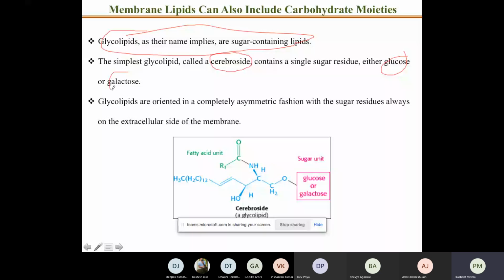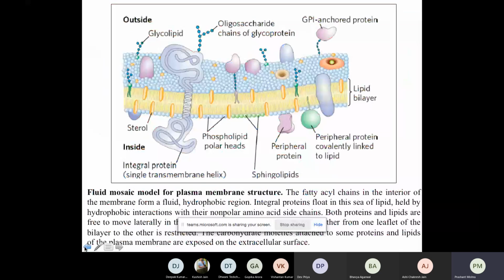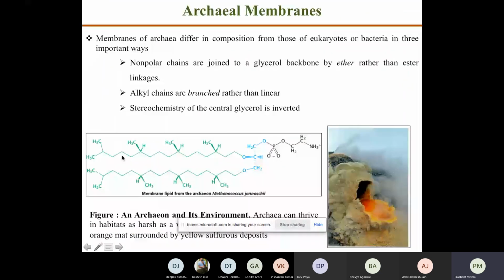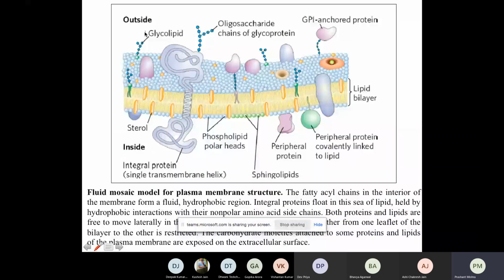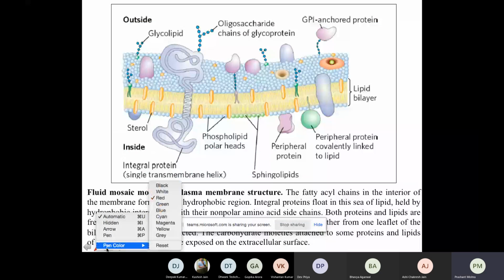as glycolipids. So glycolipids are oriented in a completely asymmetric fashion, with the sugar residue always on the extracellular side of the membrane. So you have to understand this point. This is a very interesting point, that whenever you have a glycolipid, let us go back to this. Whenever you have a glycolipid, they are present on the outer surface of the membrane. So why should they be present on the outer surface of the membrane? Any one of you?